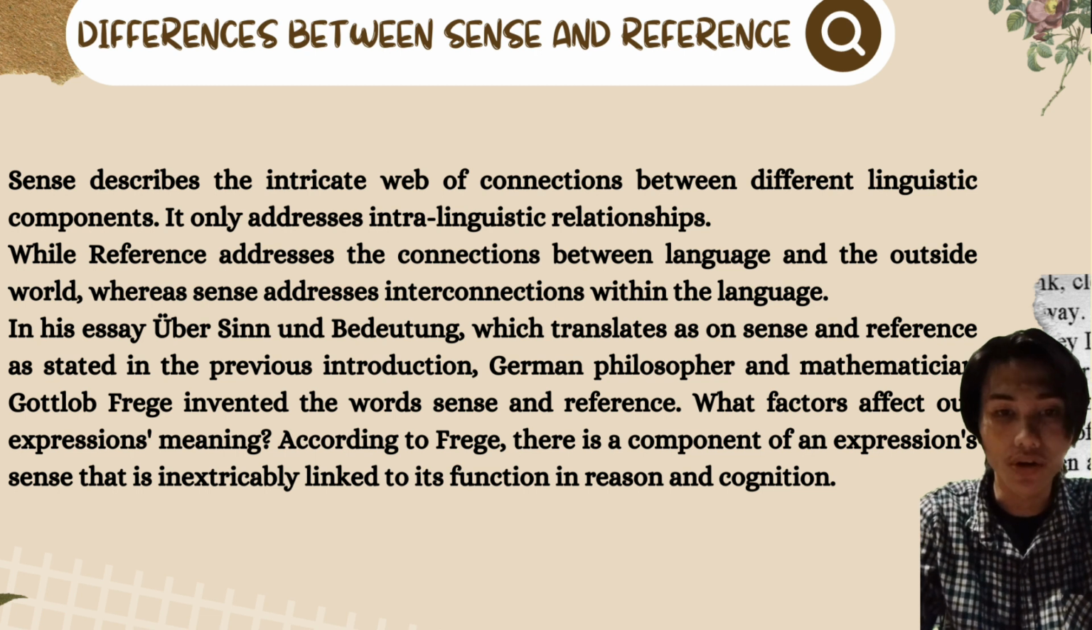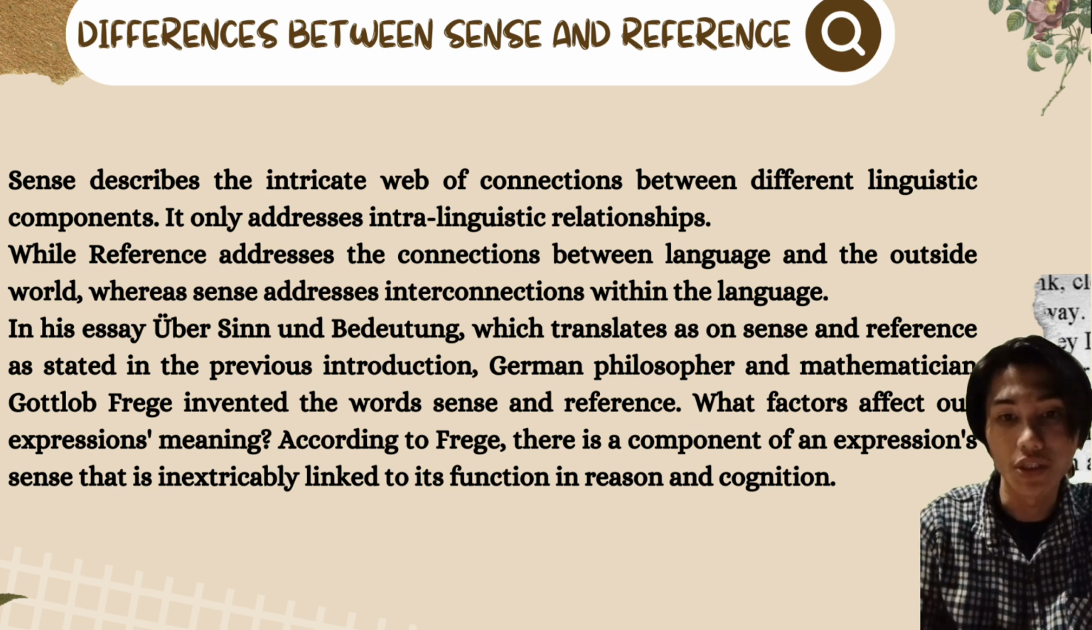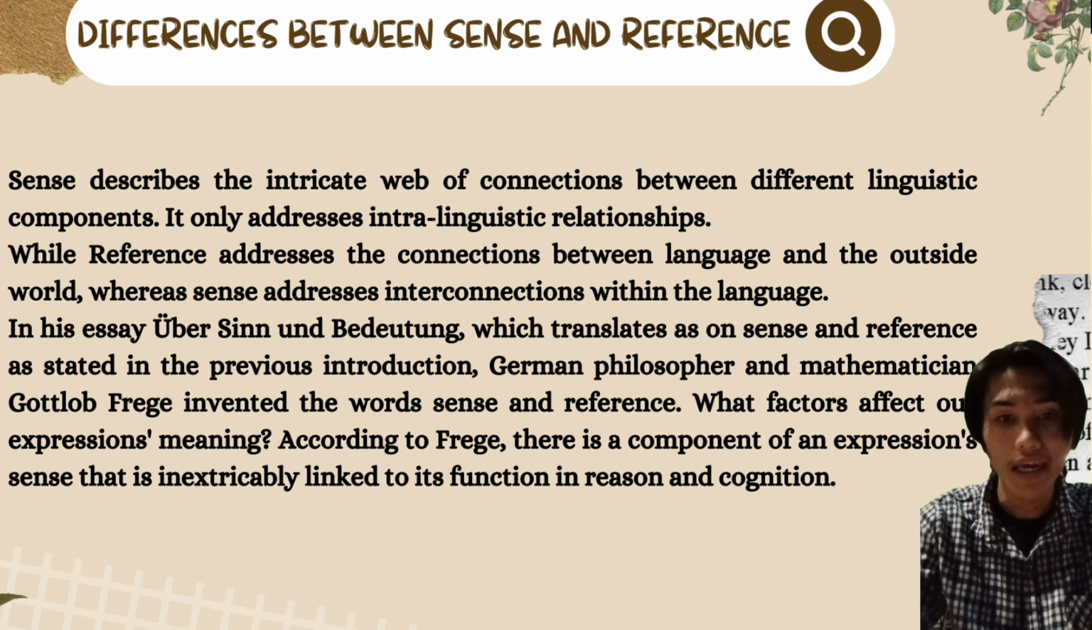So it's my turn now to talk about differences between sense and reference. Sense describes the web of connection between different linguistic components. It only addresses interlinguistic relationships, while reference addresses the connection between language and the outside world, whereas sense addresses interconnection within the language. In his essay Über Sinn und Bedeutung, which translates as On Sense and Reference, as stated in the previous introduction, German philosopher and mathematician Gottlob Frege invented the terms sense and reference.